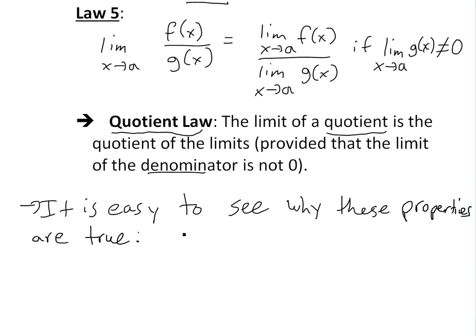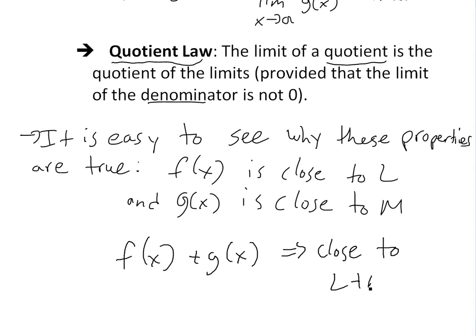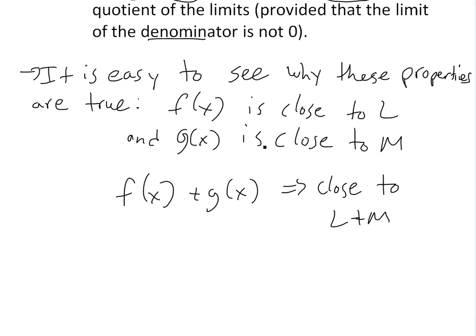It is easy to see why these properties are true. For example, let's say f of x is close to the value L, and g of x is close to M. Then the addition, f of x plus g of x, is going to be close to L plus M. That's what law 1, the sum law, states. If you know this is close to L and this is close to M, then you just do the summation separately. It should equal the same thing as taking the limit of both together.